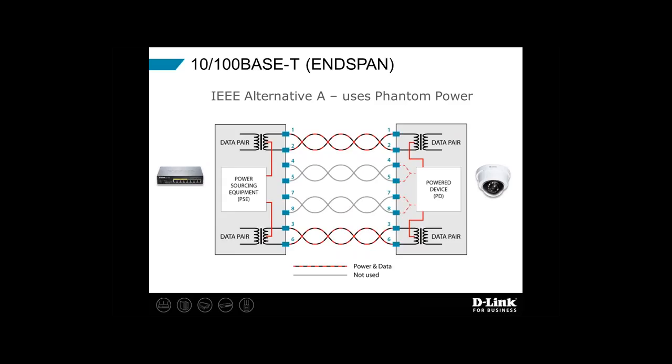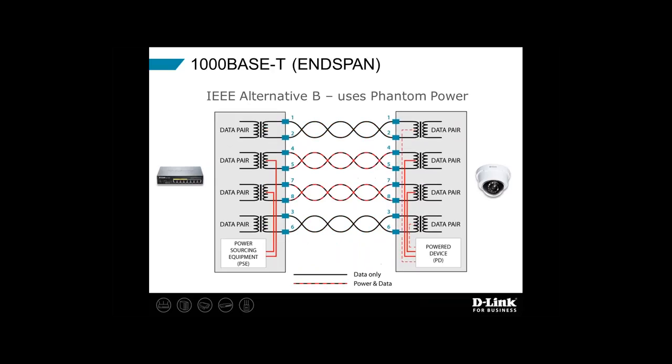The details of phantom power are a little bit beyond the scope of today's discussion. Just suffice it to say you've got both power and data riding on those conductors, and they don't impact each other. So again, with 10/100 alternative A, everything's happening on 1, 2, and 3, 6. 4, 5, 7, 8 are still unused.